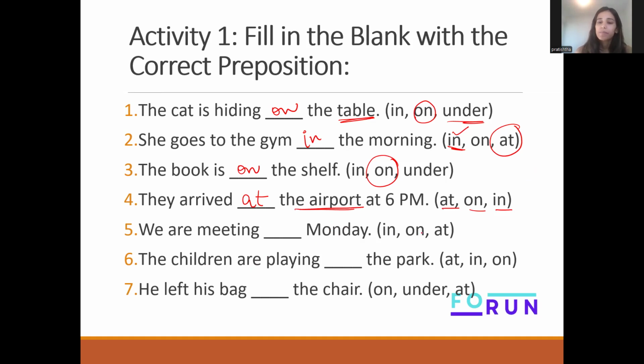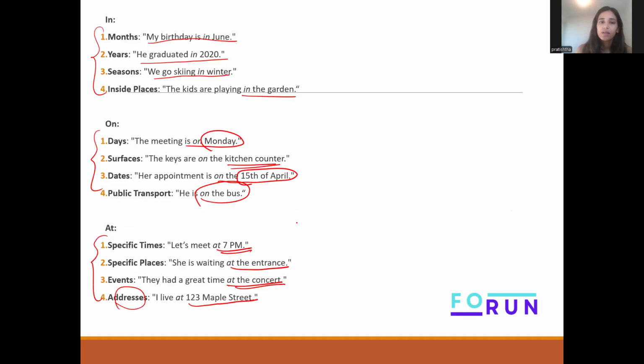We are meeting dash Monday. We are meeting on Monday. If you remember, "on" is used with days.